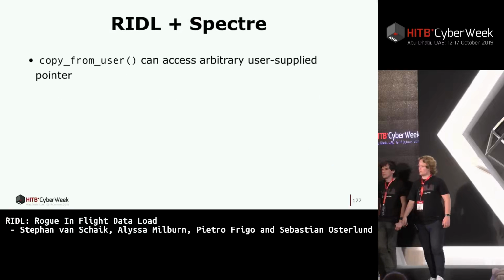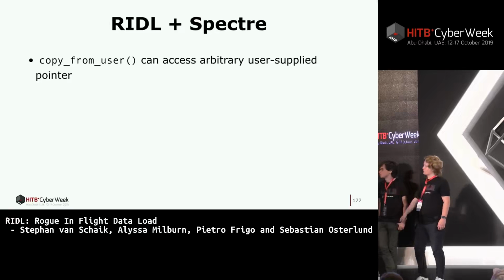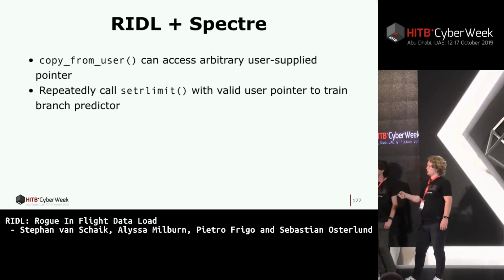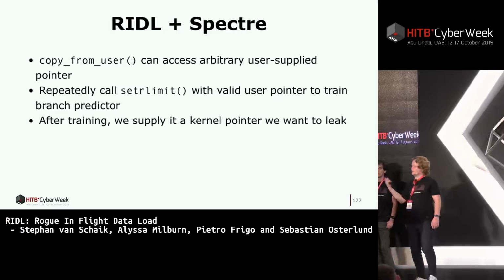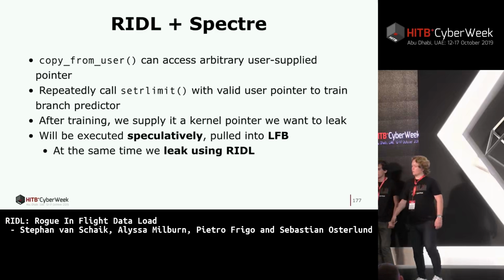To give you a concrete example, the copy_from_user function in the kernel can access an arbitrary user-supplied pointer. If you repeatedly call the setrlimit system call with a valid user pointer, you train the branch predictor to predict the branch to be valid and read this pointer that you supply. After training, you can supply a kernel pointer, and speculative execution will read this pointer, pull it into the line fill buffer, and then we can leak it using our RIDL attack.